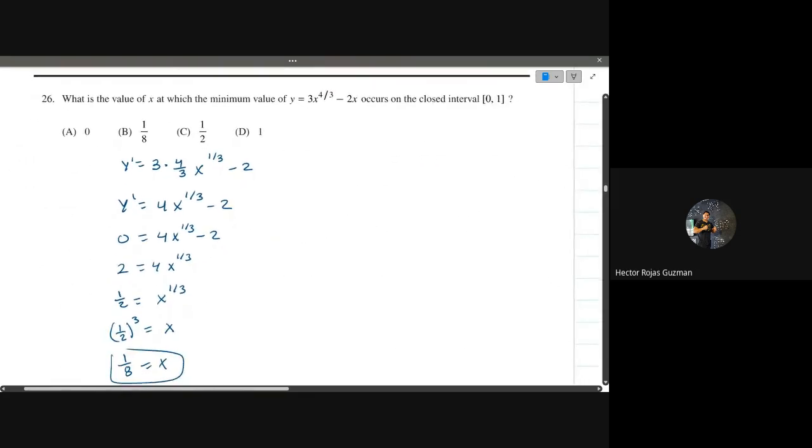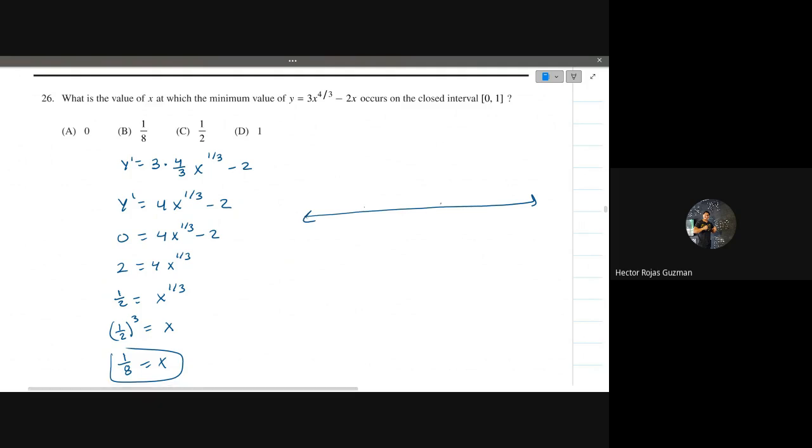Now, next, normally I would go and do my number line. But in this case, I'm going to go ahead and skip it because of the way the question is phrased. It says, at which x value do we have a minimum? And there's only 4 choices, and I already got my choice, right? It's 1/8. If there was another choice that said none of the above, then I would have to do my number line and check. But I can tell you for a fact that when you do your number line, the first derivative is going to be negative, and then it's going to be positive, giving us a minimum.